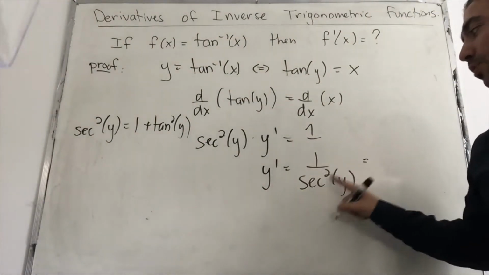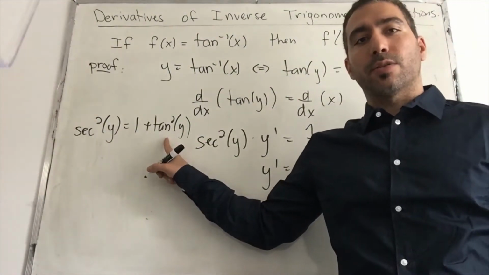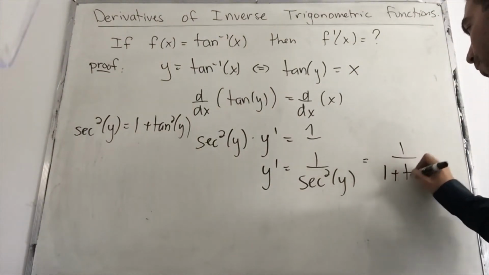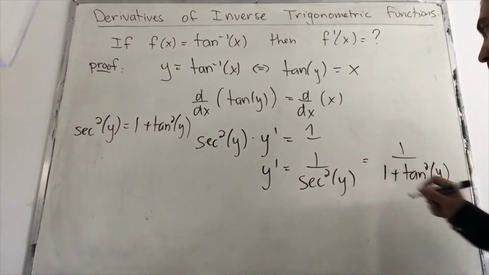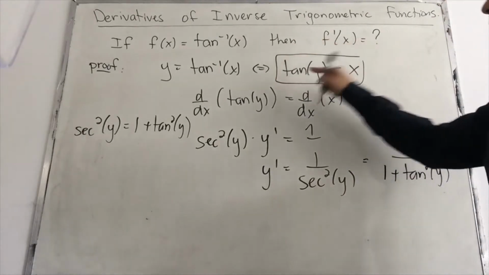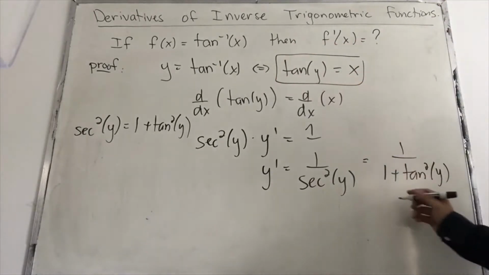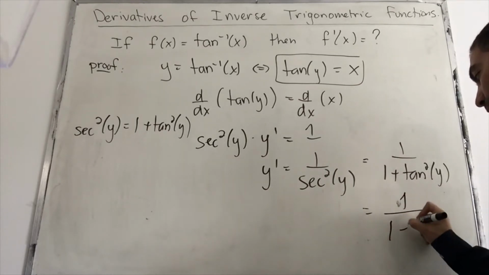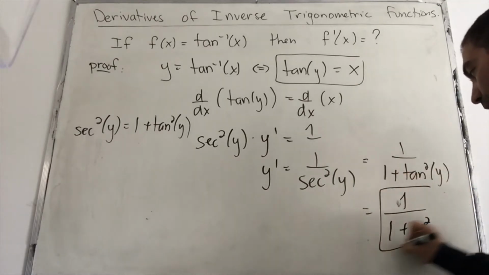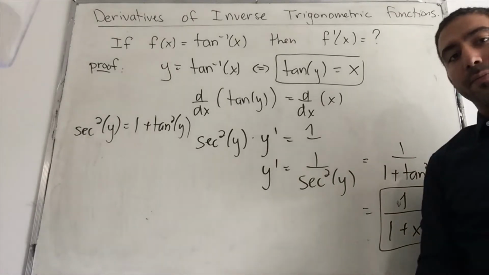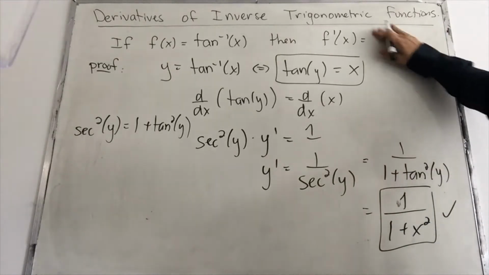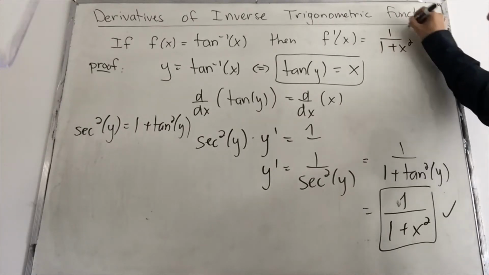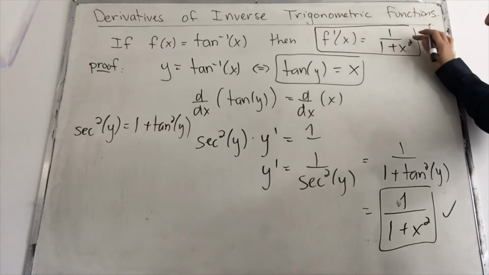So instead of writing secant squared of y, that's the same as 1 plus tan squared of y, giving us 1 over 1 plus tan squared of y. And now with this substitution, we can use the fact that tan of y is simply equal to x, giving us 1 over 1 plus x squared. And that's the derivative of arctan. So the derivative of arctan of x, written in terms of x, is 1 over 1 plus x squared. Okay, so this has to be memorized.